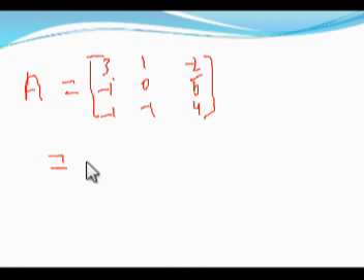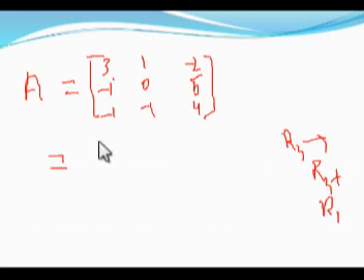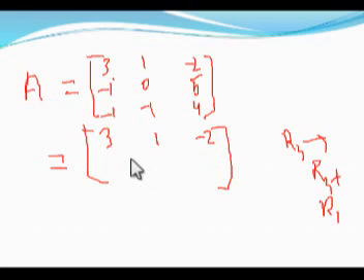I am doing so. Here we will do the operation on R3. R3 will be changed in this form, R3 plus R1. Then what will we get? After this, we will get it in this form: 3, 1, minus 2, minus 1. The first row and second row are the same, they will not change. Just the third row will be changed, and it will be 2, 0, and this will be 2.